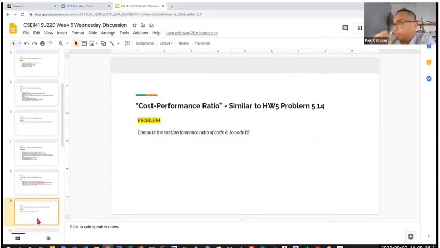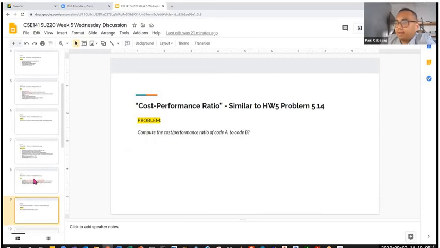Now let's take a look at cost performance ratio. This is also in 5.14, I think part C, or in the same group. I just made this kind of general; this is not the exact problem. What this is asking you is to compute the ratio of a code given A and a code given B. That could be 64-bit or 128 or any number.